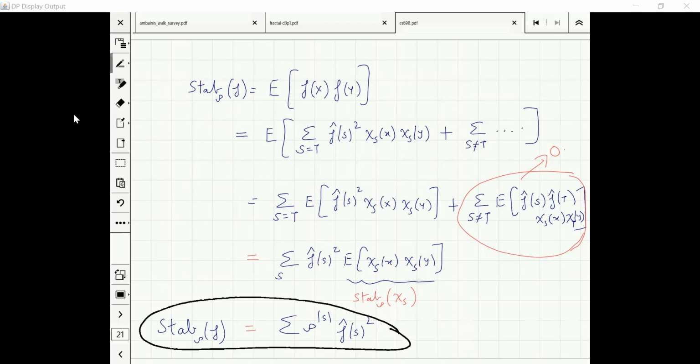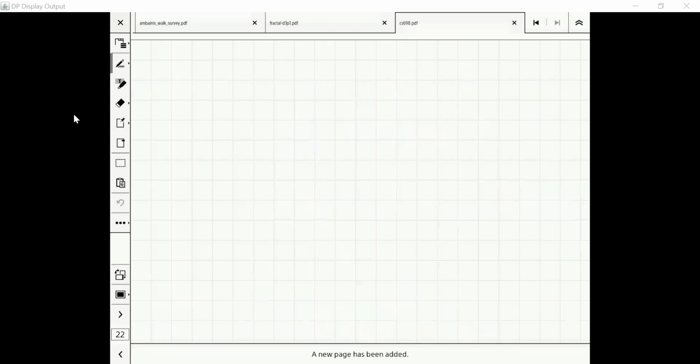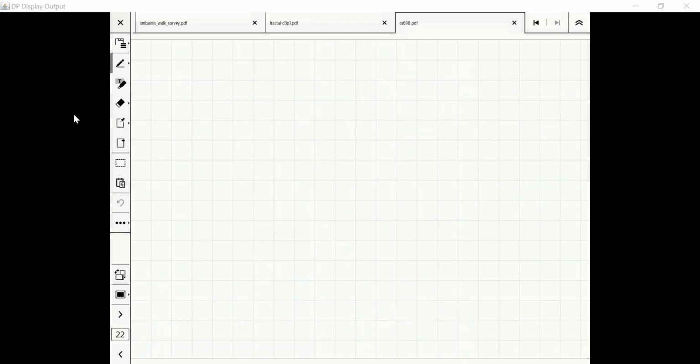Like influence, we can also define stability. Any questions about this proof? Good. Now, you might have a question. Why did we do it? Any guesses? Anyone remembers from last time? How are you going to use it?